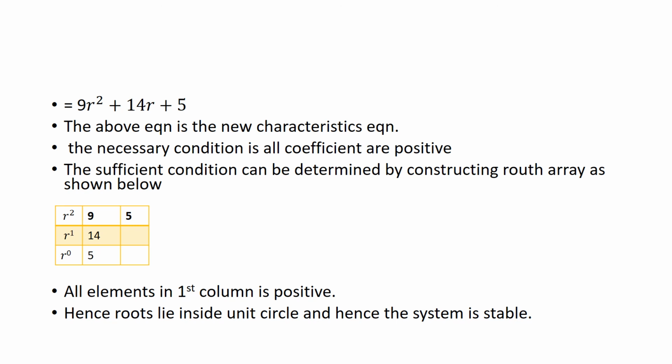You can see that all the coefficients are positive, so the necessary condition is satisfied. The sufficient condition can be obtained by constructing the Routh array. So r square is the highest power, so for r square I have written the coefficients of the even powers, for r raised to 1 the coefficients of the odd powers, then for r raised to 0, multiply and find out 14 into 5 minus 0 into 9 divided by 14, which gives you 5. So the first column is all positive, so the roots lie inside the unit circle, hence the system is stable.